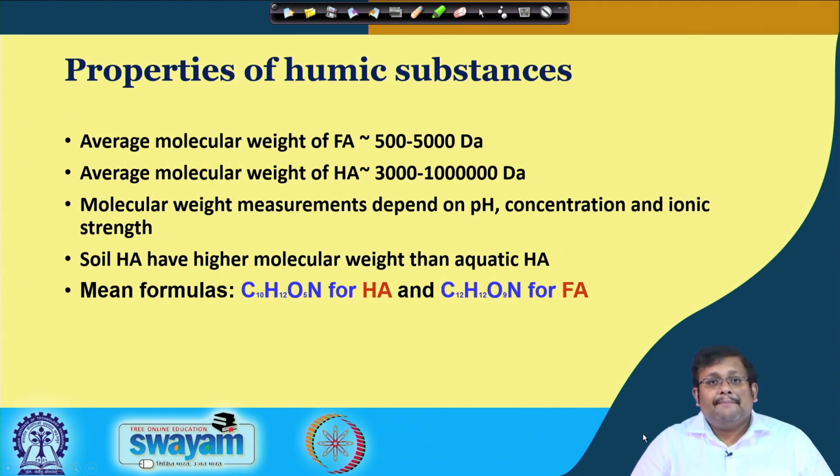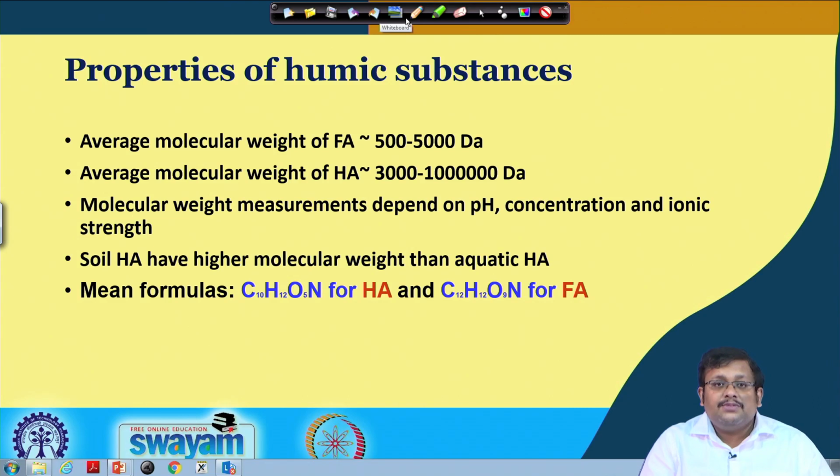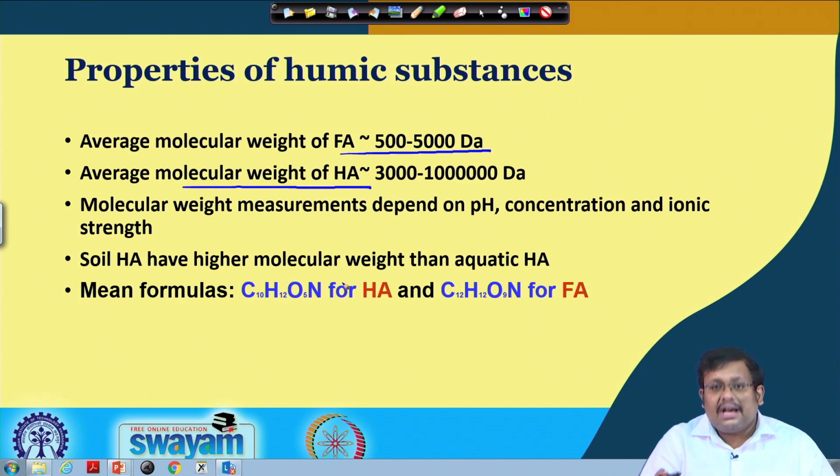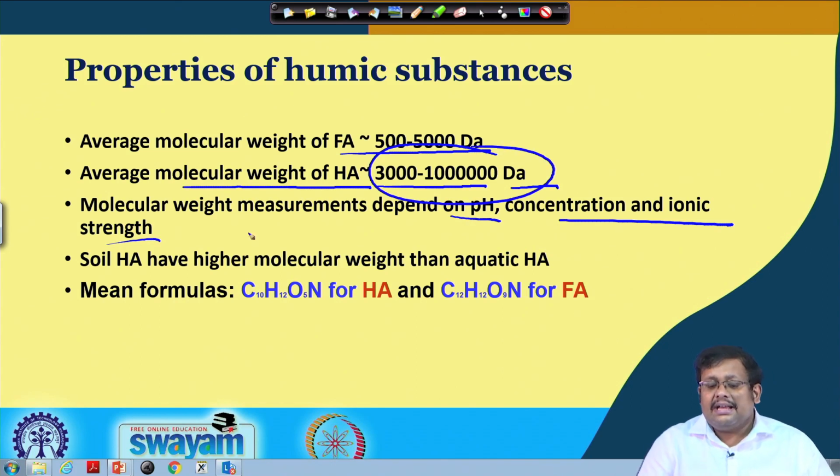So, let us see the properties of humic substances. The average molecular weight of fulvic acid varies from 500 to 5000 Dalton, whereas the average molecular weight of humic acid is quite larger than that of fulvic acid, and it varies from 3000 to almost 1 million Dalton. Molecular weight measurement basically depends on pH, concentration and ionic strength, but in general humic acid has several times higher molecular weight than fulvic acid.